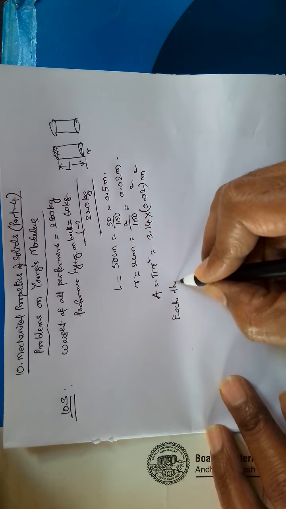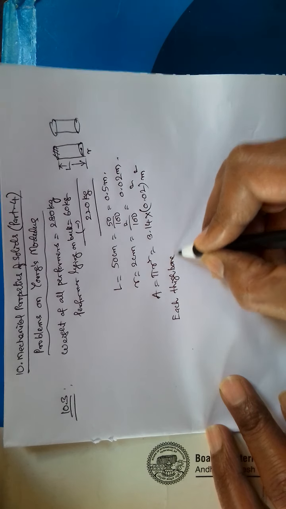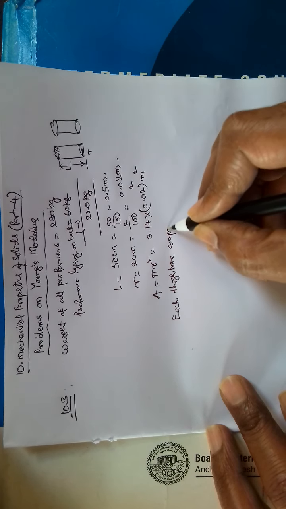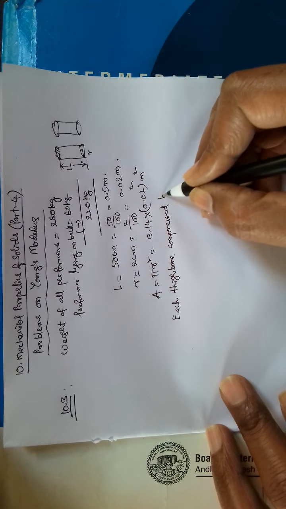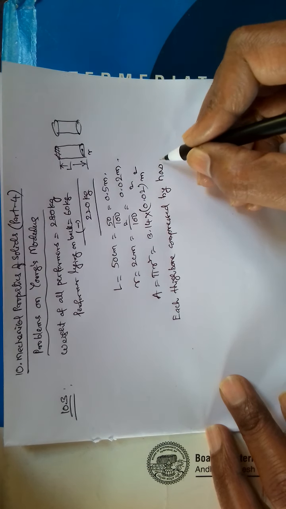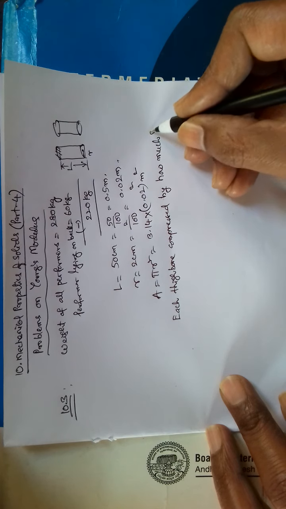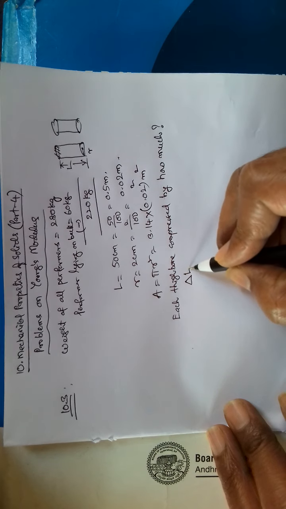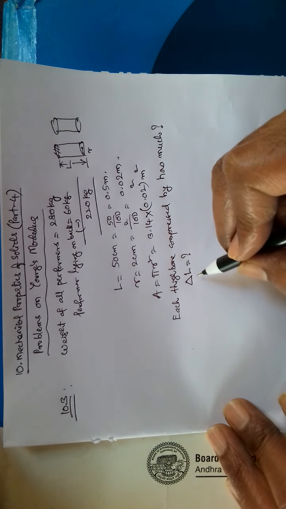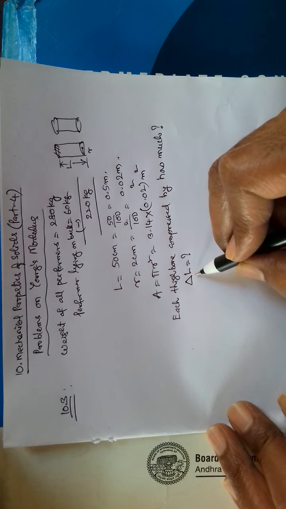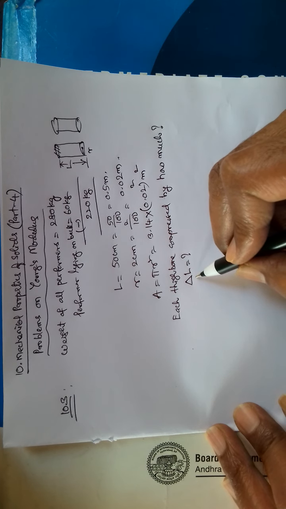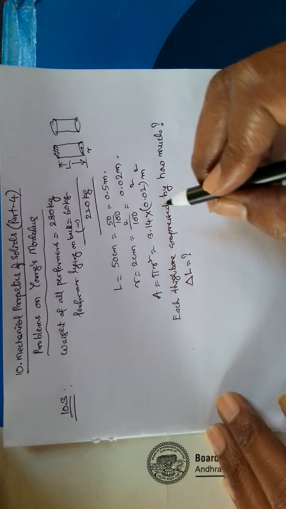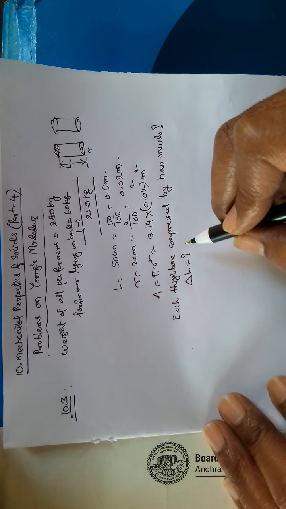Each thigh bone is compressed by how much? By how much? That is, delta L is asked. Delta L stands for elongation if the force is tensile, and if the force is compressive, it stands for compression. So in this problem, the force is compressive.